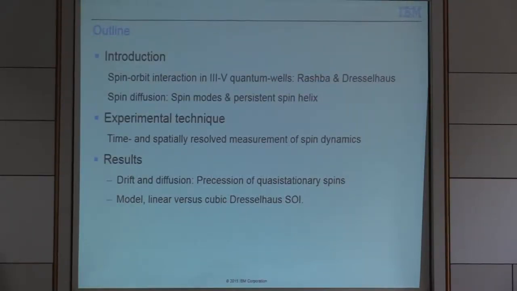So this is the outline. So I will first refresh spin orbit interaction in a two-dimensional electron gas. I will also go into the two main components, which are the Rashba and the Dresselhaus component. I will then explain how spin orbit interaction represents itself in diffusion and drift. I will talk about spin modes, which are the solutions of the spin drift and spin diffusion equations, and mention a specific spin mode, which is the persistent spin helix. We'll then explain our technique with which we measure such spin drift and spin diffusion, and then come to the results. And the results are that we see a precession of these quasi-stationary spins, and that we give an explanation with a very simple model, and we will see how linear and cubic Dresselhaus spin orbit interactions affect such spin diffusion and spin drift maps.